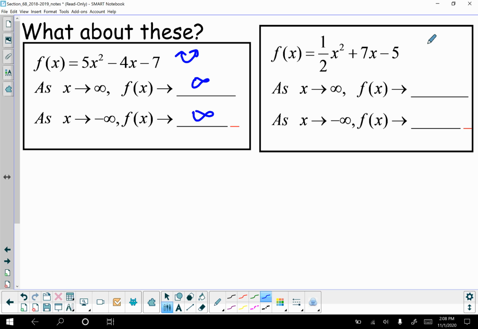And then this one is also a parabola that opens up. I don't care where the vertex and stuff are. I just know that it opens up because I have positive a values. So again, we're going to get the same answer on these. Infinity on both of those.